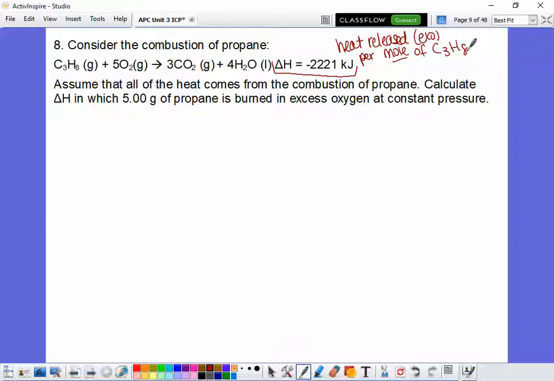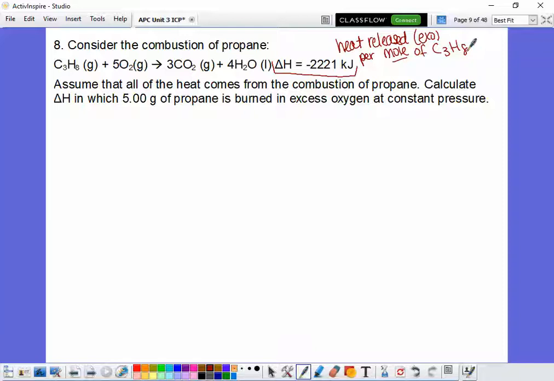Why do I know that that's per mole of methane? Because the coefficient in front of methane is 1. Okay? If when this was balanced and there was a 2 in front of that methane, and then I gave you that delta H, then it might be for 2 moles of methane. So it's like per mole of the whole reaction.